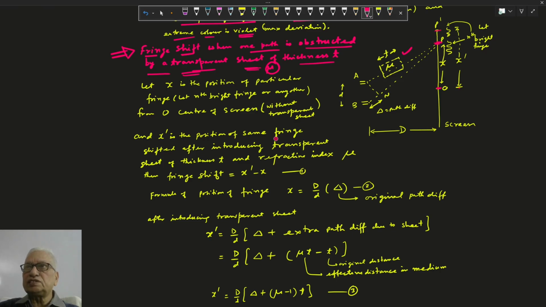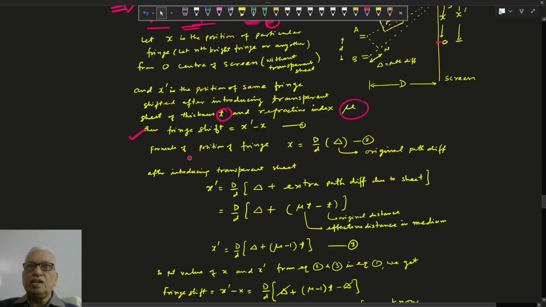So what is the fringe shift? x dash minus x is the fringe shift, after the introduction of the transparent sheet of thickness t and refractive index mu. Here the formula for the position of the fringe we know. This is x equals D by d into the path difference delta, the original path difference. So this is the position of the particular fringe without the transparent sheet.